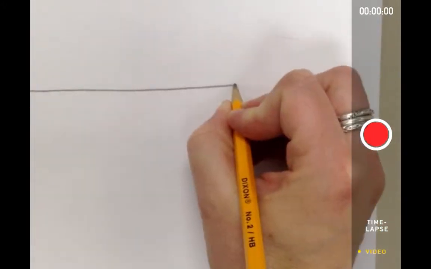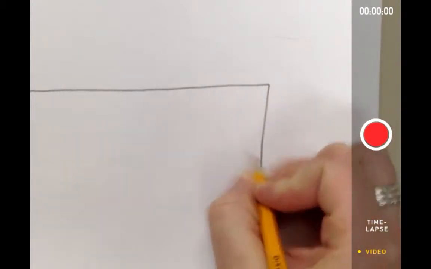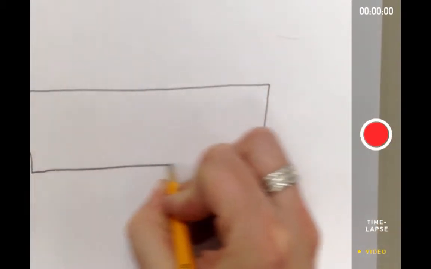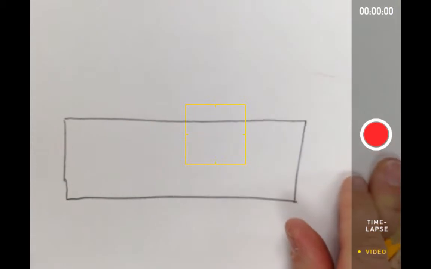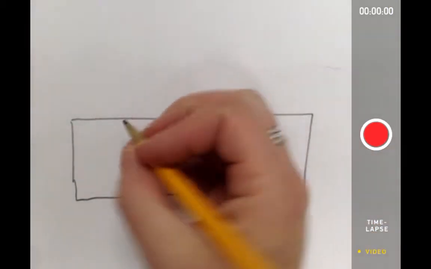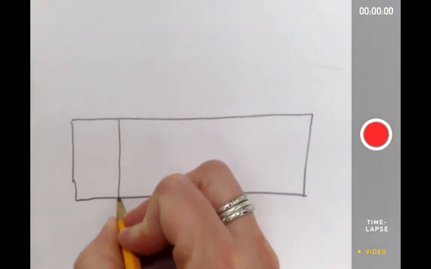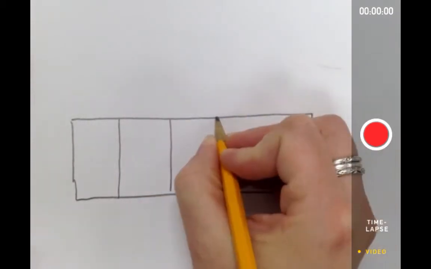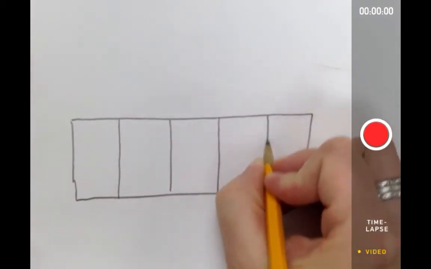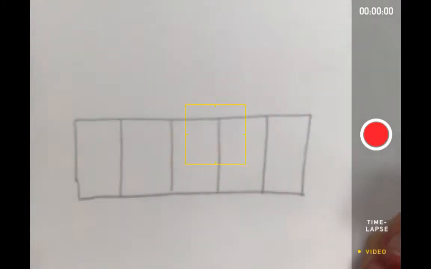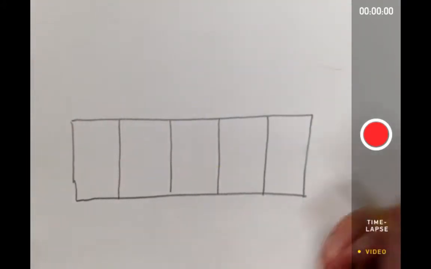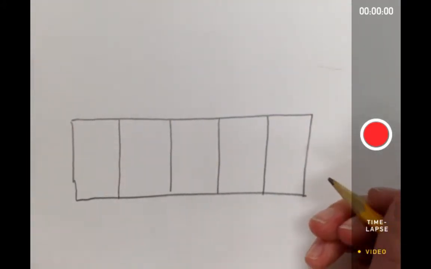I'm going to start by creating a rectangle, and in that rectangle I'm going to divide it up into 5 sections. 1, 2, 3, 4, 5. Now they don't have to be equal. This is just to have a place for you to color in to make your values.